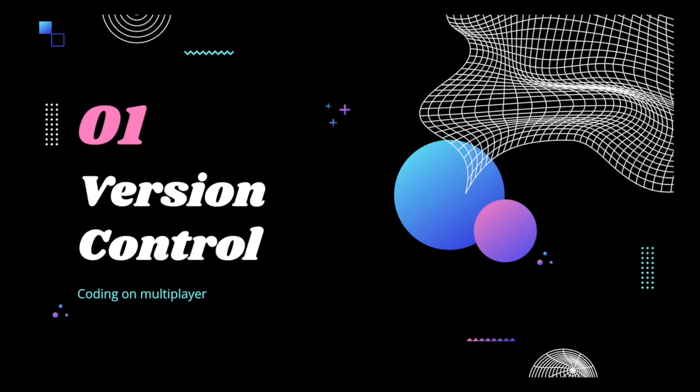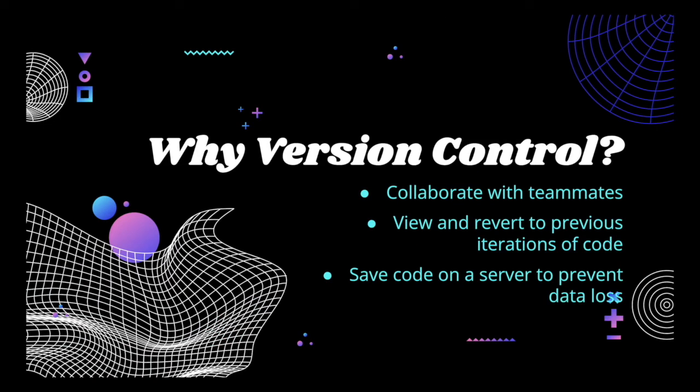First, I'll be talking about version control. Version control is important in team settings like robotics because it allows you to collaborate with teammates, view and revert to previous iterations of code, and a backup copy of the code can be saved on a server to prevent data loss.